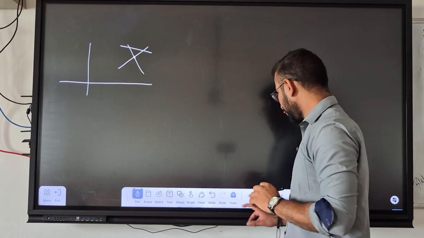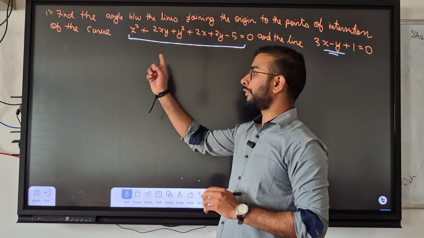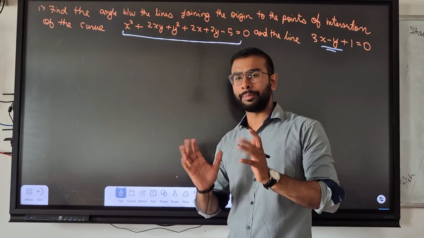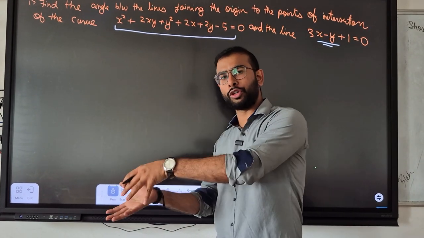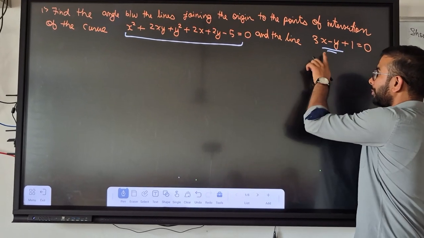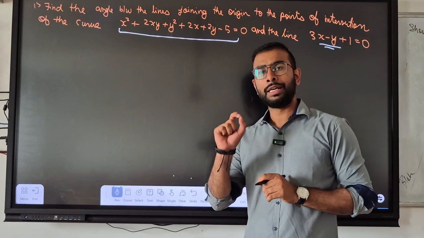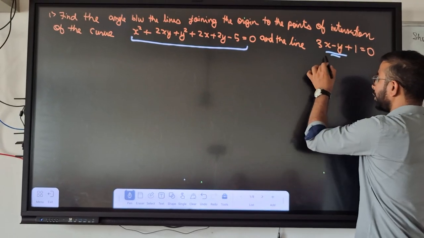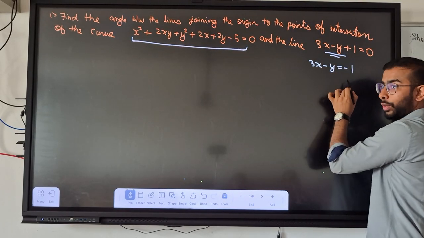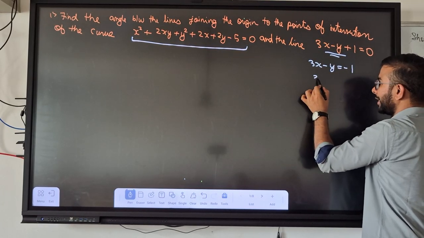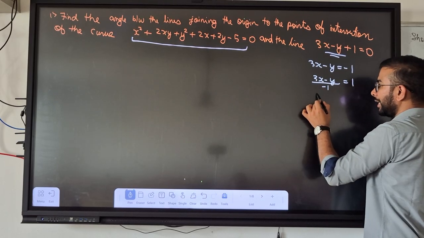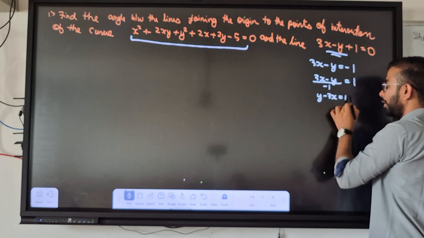From this, what you have to apply here is homogenization. It's a lengthy procedure. Let's not get into the depth of the topic, otherwise 15 minutes we'll just understand the topic only. Let's understand how to solve that. From the given line equation, you have to find out the value of 1. So how to find it? It would be 3x minus y is equal to minus 1. Whatever this coefficient is, you will divide it here. So 3x minus y divided by minus 1 is equal to 1. Taking the minus inside, it comes out to be y minus 3x is equal to 1.